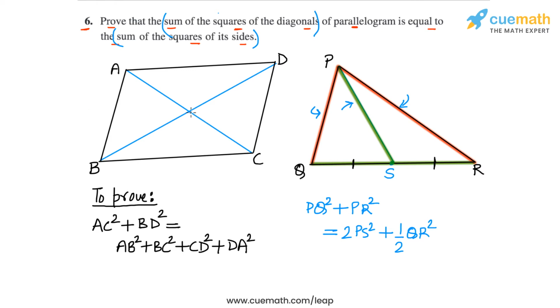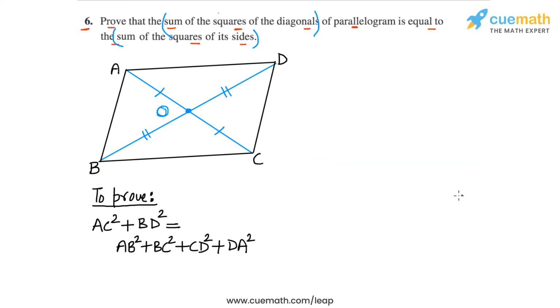So let's take this point of intersection of the diagonals to be the point O. Because ABCD is a parallelogram, the diagonals AC and BD bisect each other at O. So AO will be equal to CO and BO will be equal to DO. So this is something that we can assume.